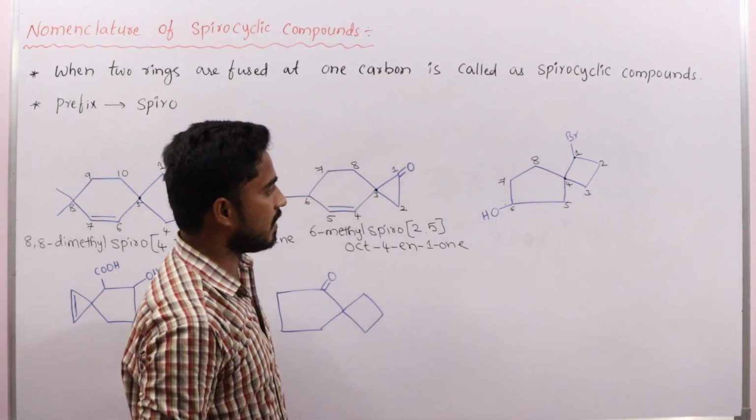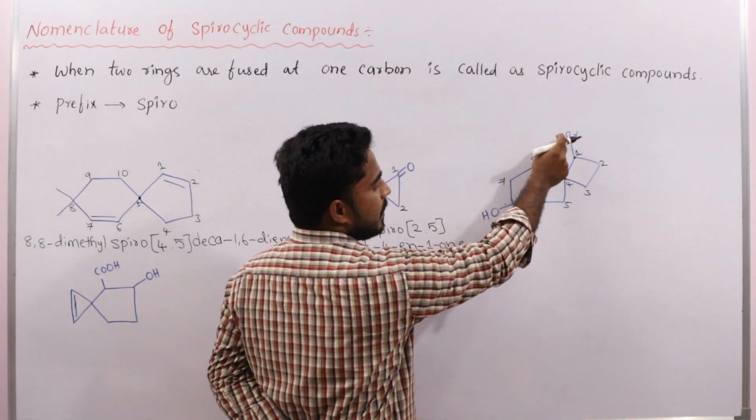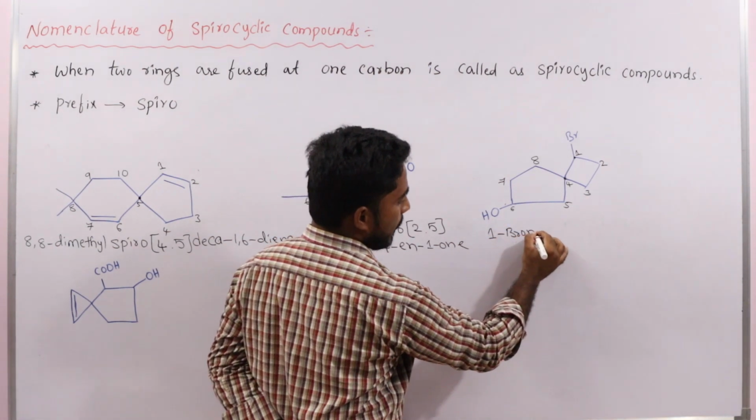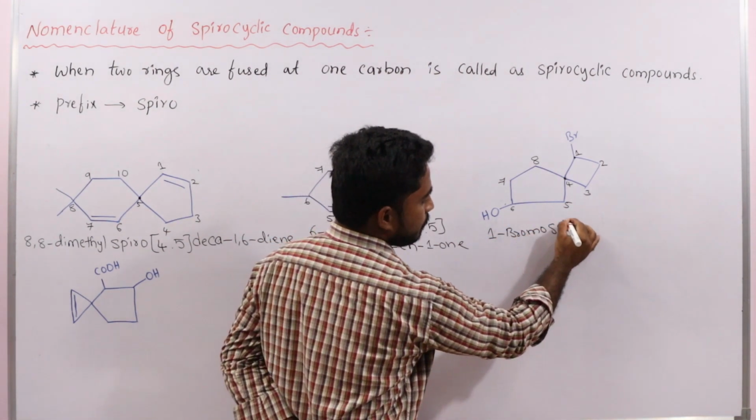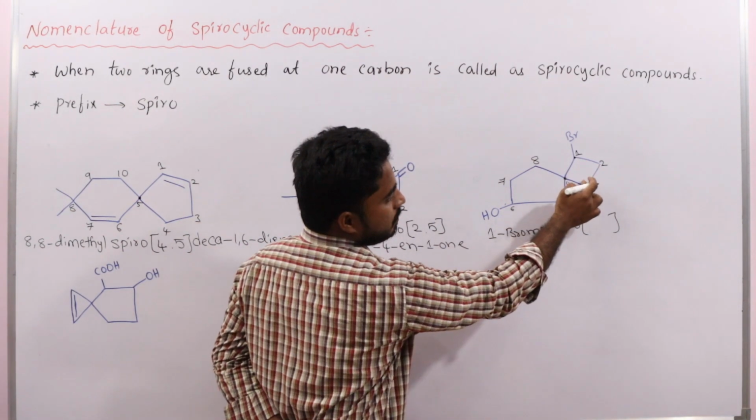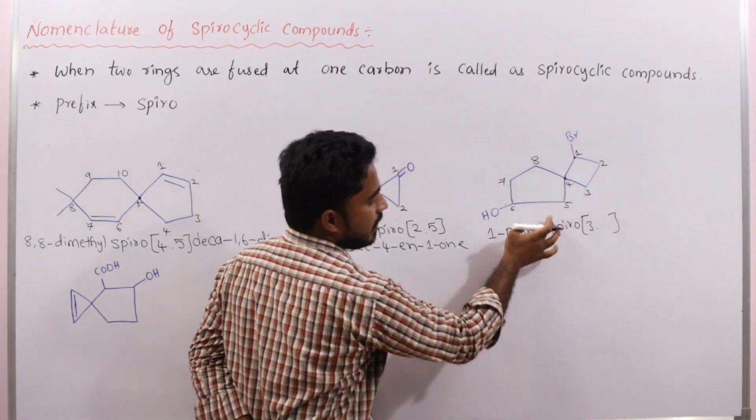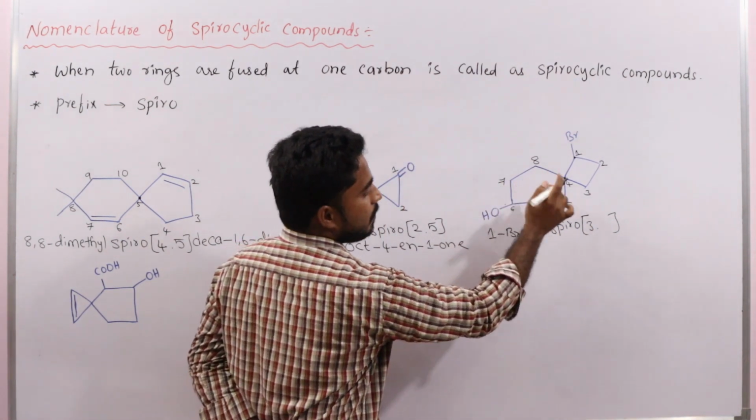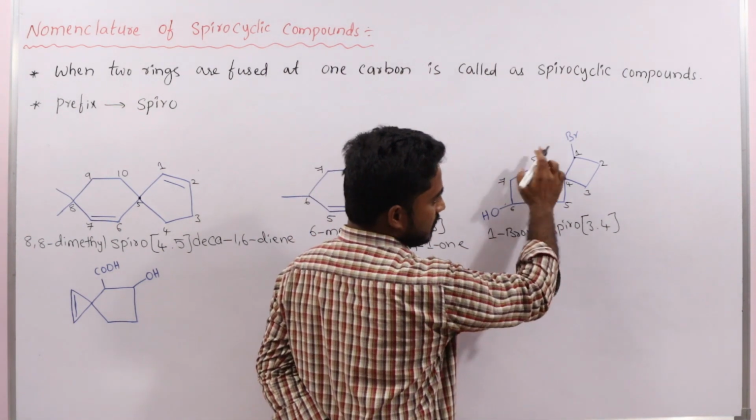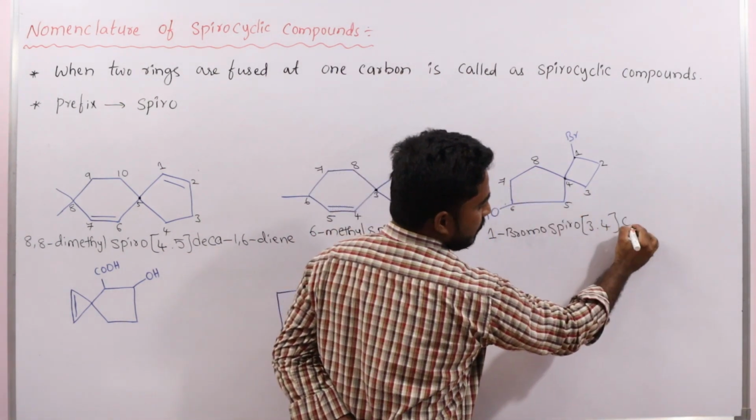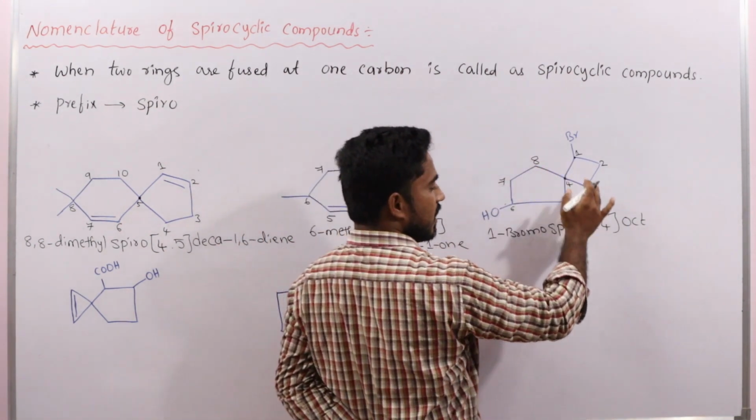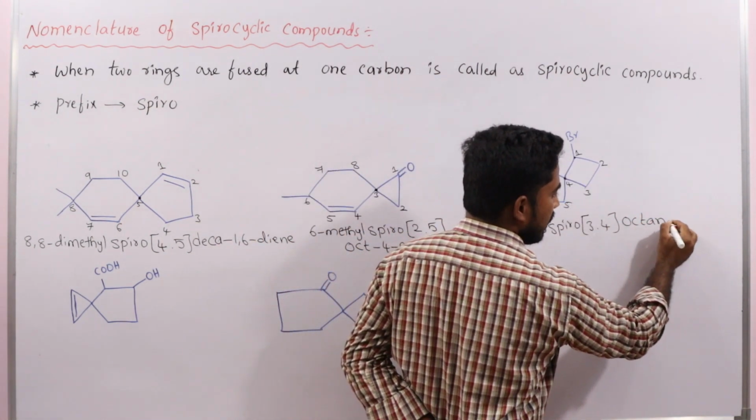Total 8 carbons are there. Then at the first position, Br is the substituent, that's why 1-bromo spiro. Okay, in square brackets, 3 carbons, 1, 2, 3, so 3 dot, here 1, 2, 3, 4, 4 carbons, okay, 3.4. Then what is the root word here? Oct, because 8 carbons are there. It is saturated, that's why octane.